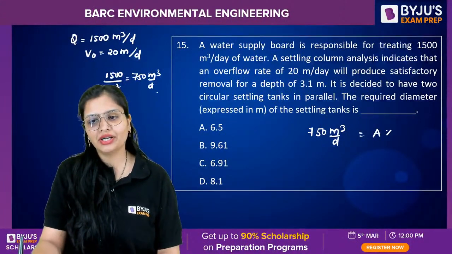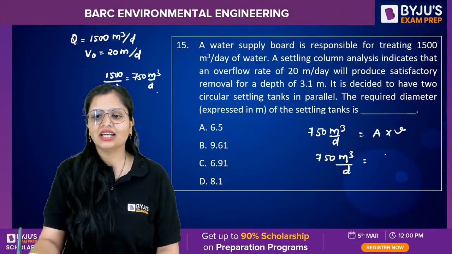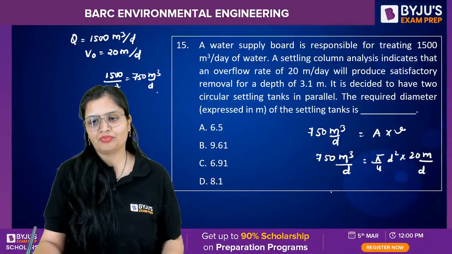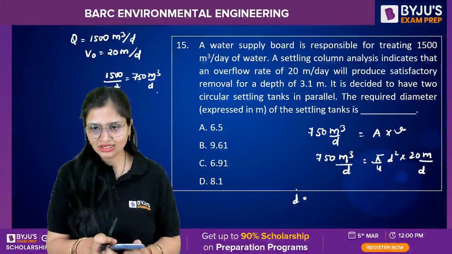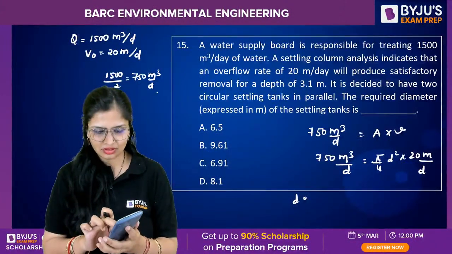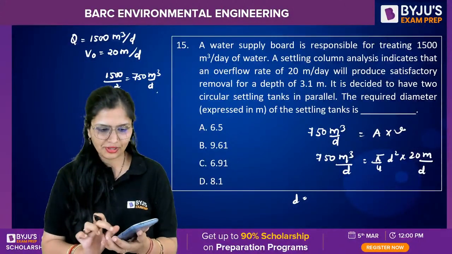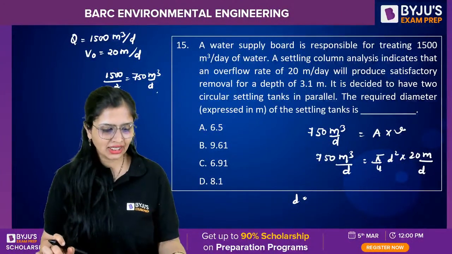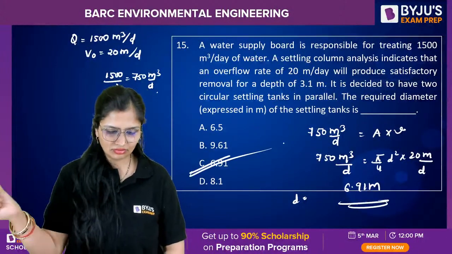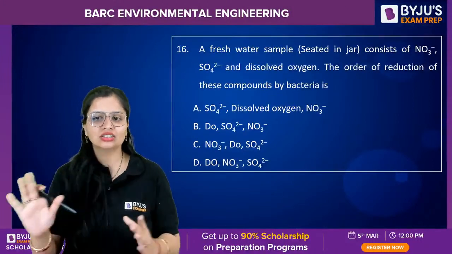Discharge is equal to area into velocity. So 750 meter cube per day equals area, pi by 4 d square, into velocity, which is 20 meter per day. So you have to calculate the diameter. I'll also calculate: 750 into 4 divided by pi into 20, and the square root comes to 6.909, so that means 6.91 meters. Clear?